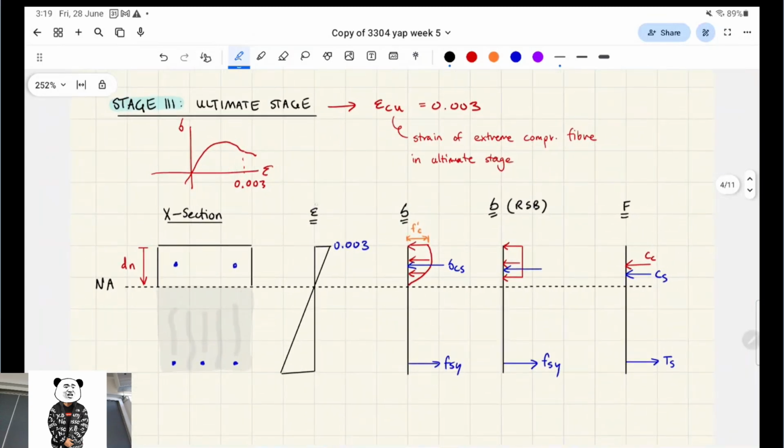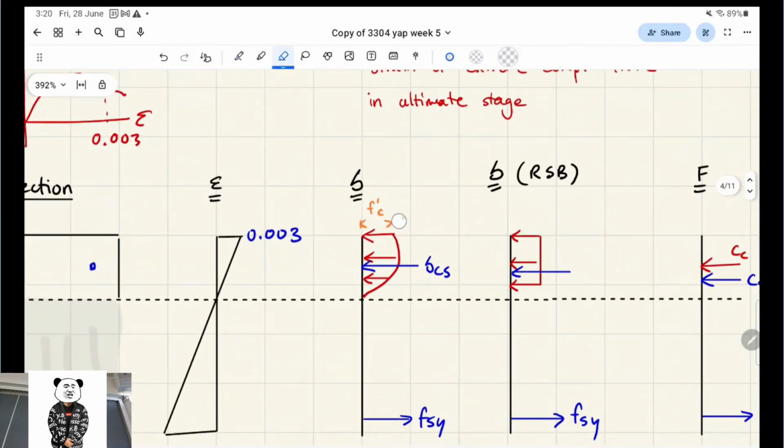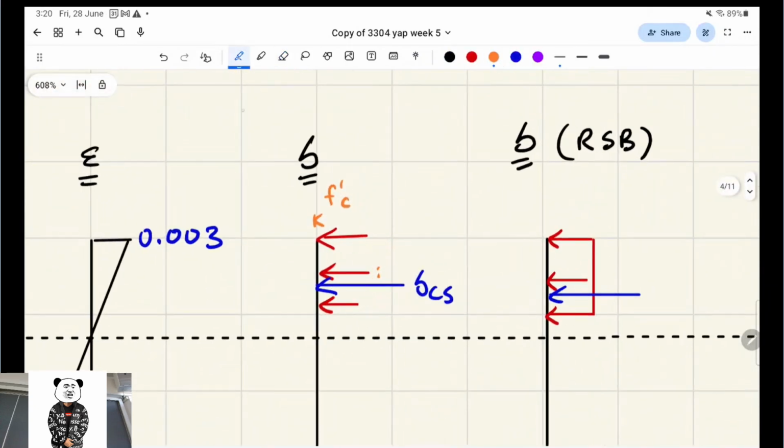The next thing, so I like to basically draw left to right: section, then strain, then stress, right? Essentially, actually, to be honest, I think this is this. Yeah, I looked this up this morning. So the FC value is the maximum compressive strength, not the strength at the ultimate stage, right?